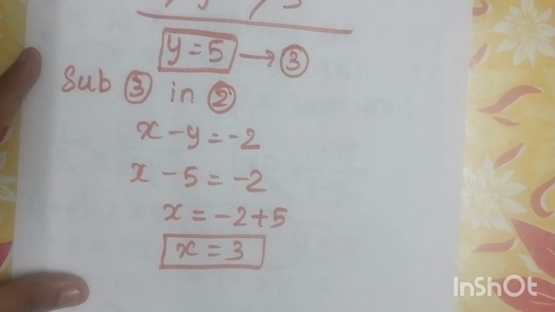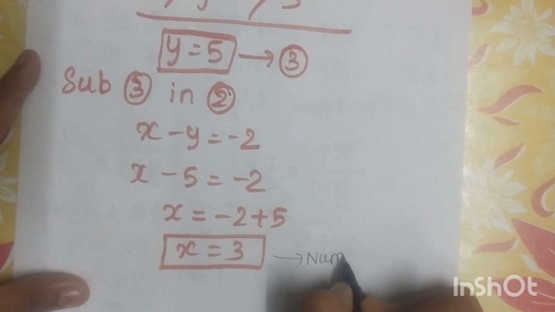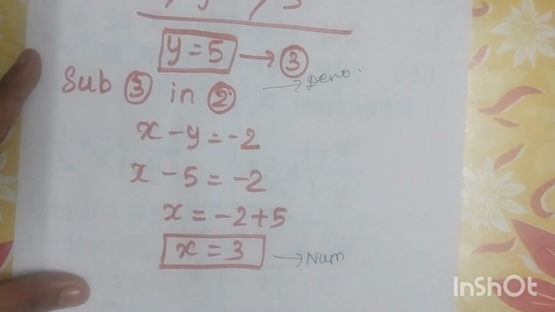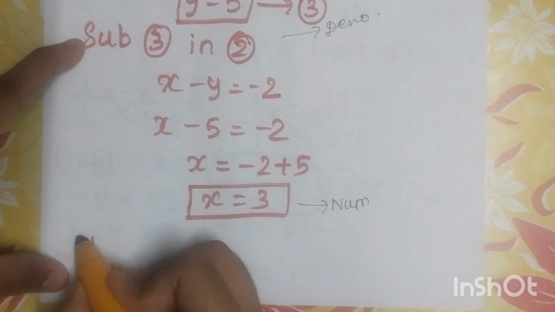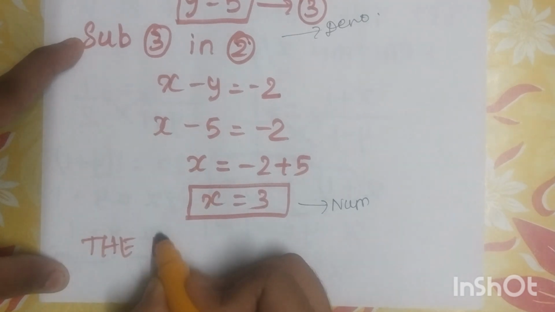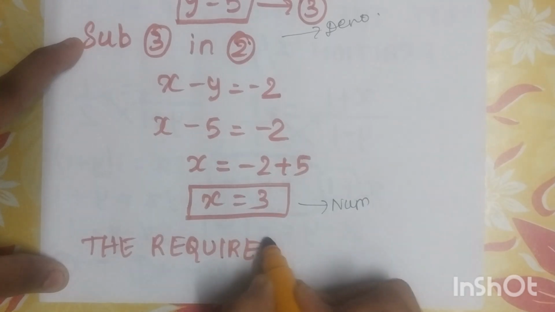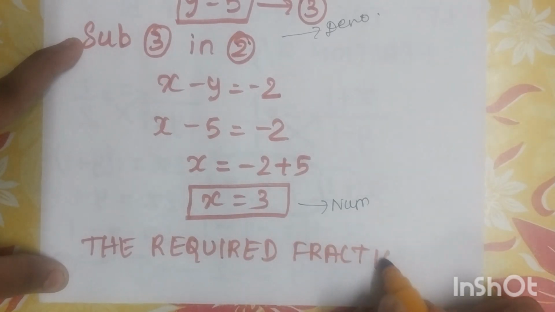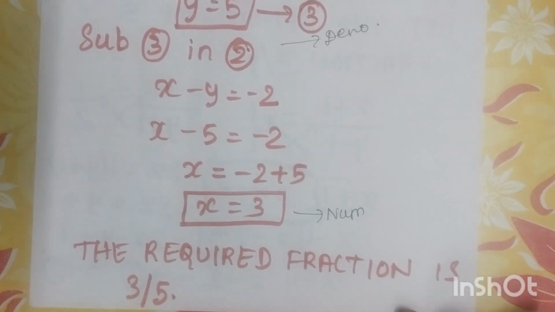So x is equal to 3 is the numerator, and y is the denominator. So our fraction will be what? The required fraction is 3/5. Okay, so that's all. Thank you.